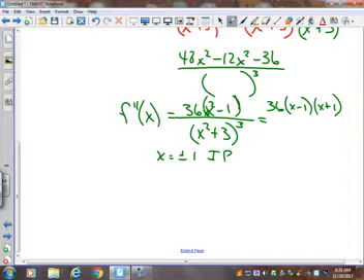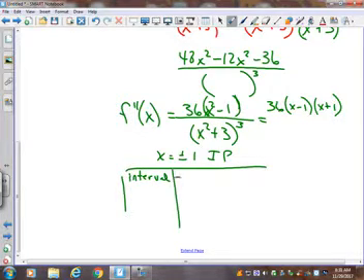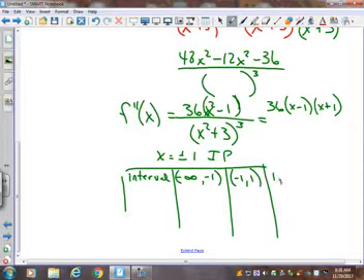So once I find my two inflection points, I'm supposed to do a chart. The chart is very similar to what we did with the first derivatives. It just finds a little different information. So the first line is going to be your intervals, just like before. So my first interval is going to be from negative infinity to negative 1, and then from negative 1 to 1, and then from 1 to infinity.